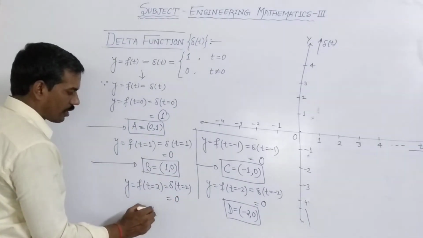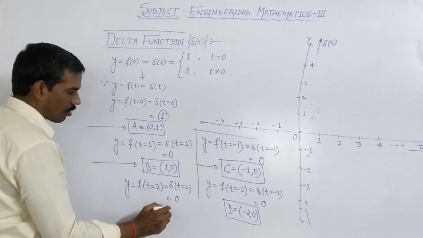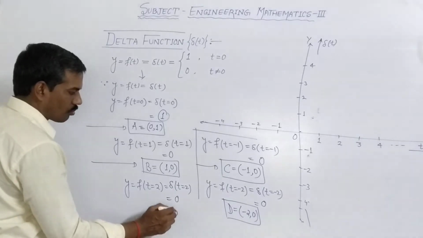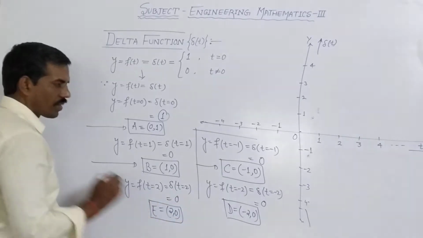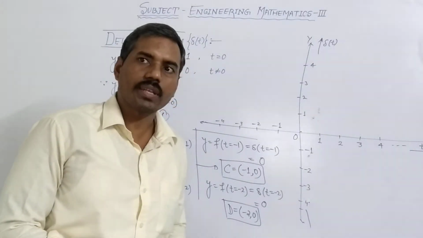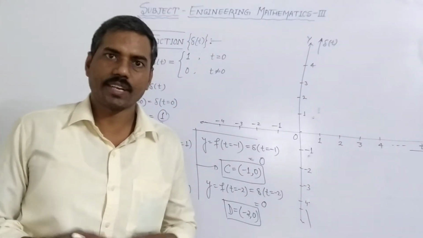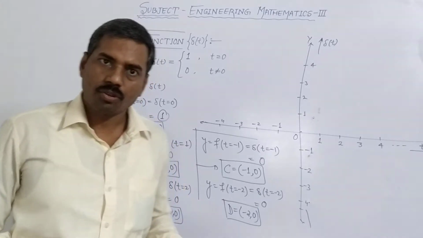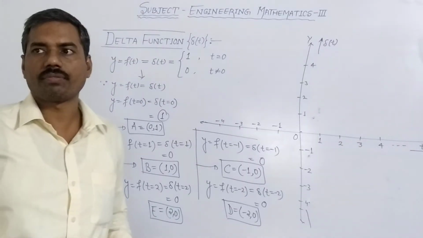In this way, let that point be E. Point is 2 and 0. Okay. In this way, we have different points with their respective coordinates. Okay. We can draw the graph.